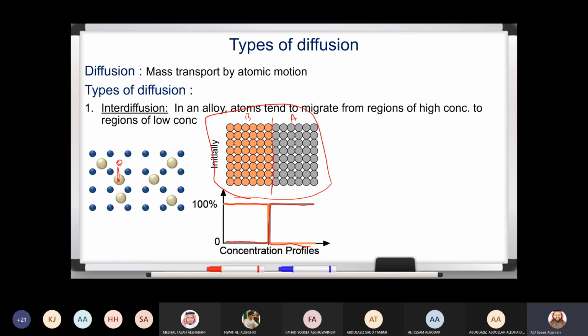Makes sense, guys, or not? Does it make sense? I mean, this diagram, the concentration profile.